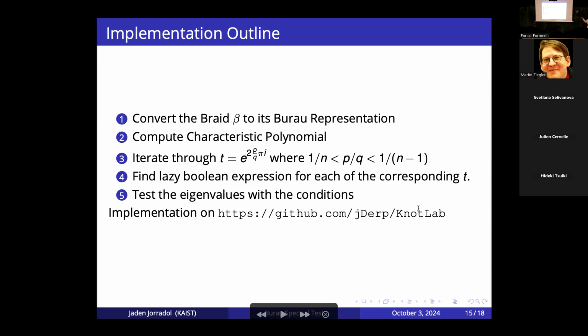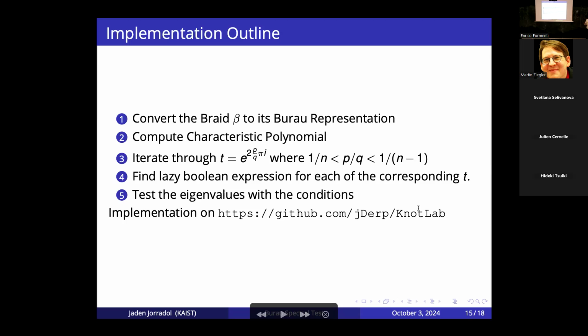You can find the implementation of the code on my GitHub, and the implementation is in C++ in iRRAM, in which iRRAM works by combining all the lazy Boolean expressions first, and then testing the eigenvalues. So in iRRAM, you need to provide the expression before you can test the values.